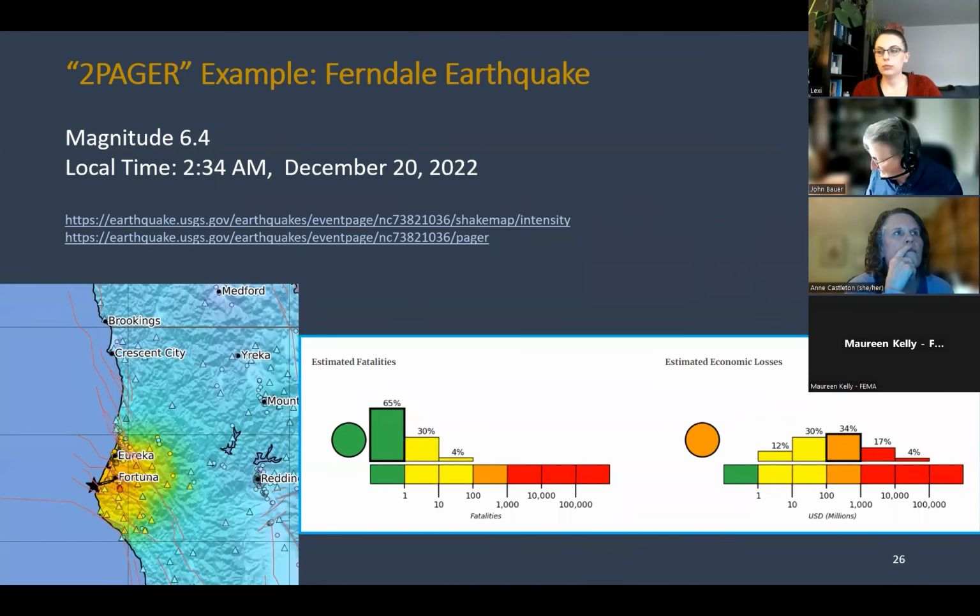PAGER was run, and it said the fatalities were probably less than 1. So that was a green. However, the economic losses were projected between 100 million and 1 billion. That is an orange, and that triggered the FEMA NHRAP team into action. And they sent out an email. There it is. This is what went to the people signed up on the two-pager distribution list.